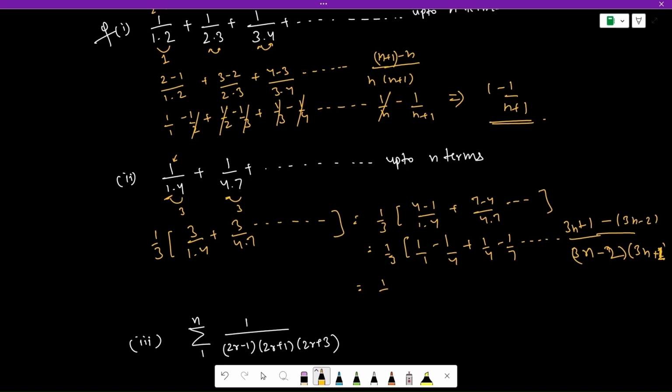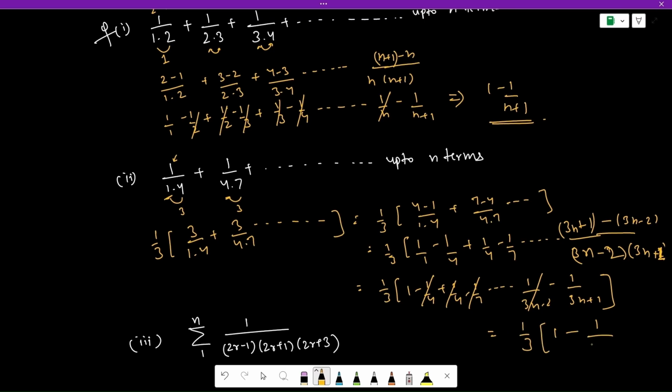Now this will be equal to 1/3 into (1 − 1/4 + 1/4 − 1/7 and so on till, let's write the last term also, this will be 1/(3n−2) − 1/(3n+1)). So this cancels this, and similarly these terms will cancel out, and finally we have 1/3 into (1 − 1/(3n+1)). So this is the final answer.